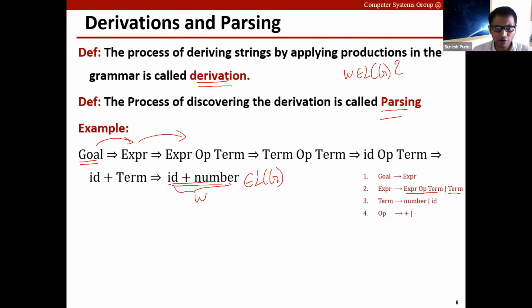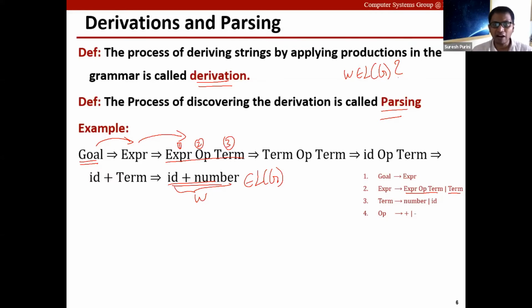Now we have a choice. There are three non-terminal symbols here: one is expr, the other is op, the third one is term. So among these three non-terminal symbols, which one should we pick for expansion and move to the next step? Here we use a simple rule: let's take the leftmost non-terminal symbol expr and try to expand it.